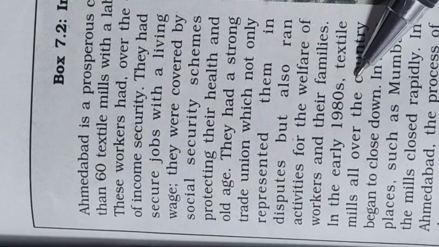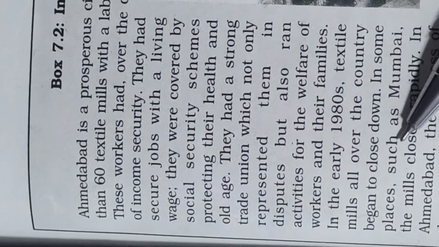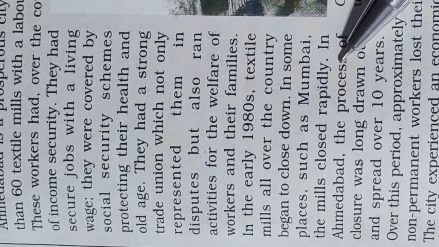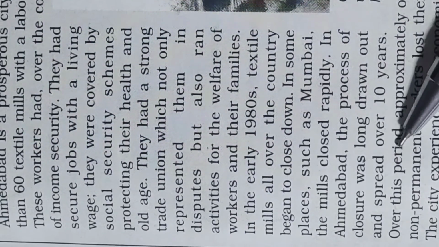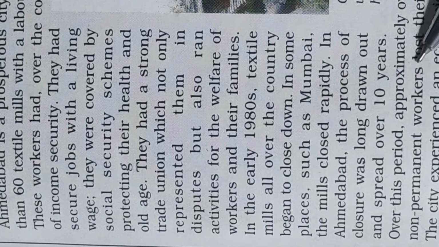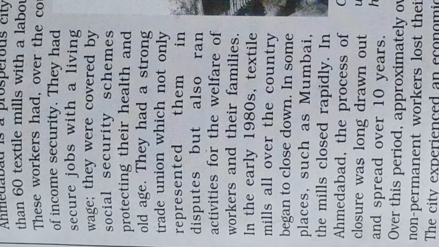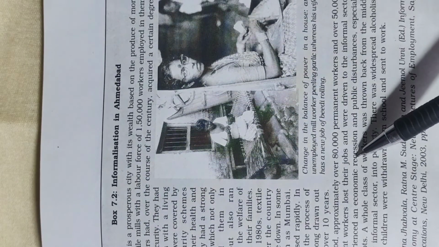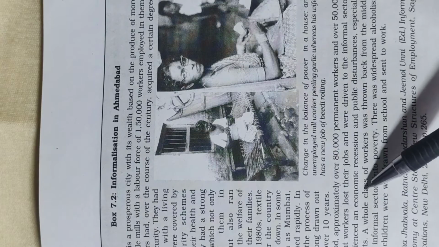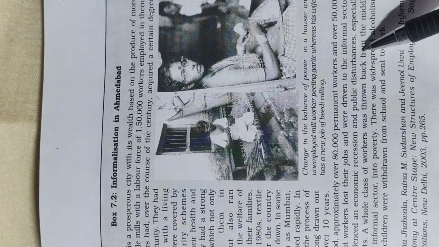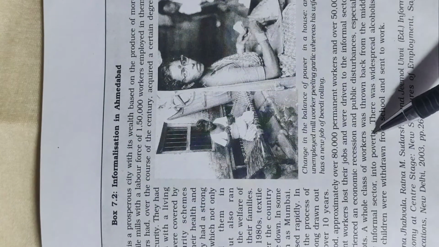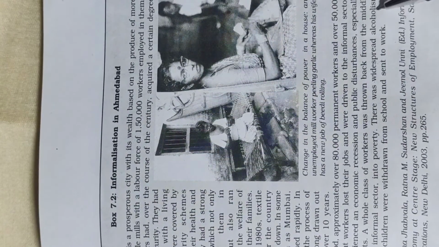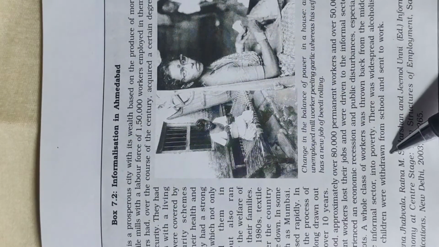In early 1980s, textile mills all over the country began to close down. In some places such as Mumbai, the mills closed down rapidly. In Ahmedabad, the process of closure was long drawn out and spread over 10 years. Over this period, approximately over 80,000 permanent workers and over 50,000 non-permanent workers lost their jobs and were driven to the informal sector. The city experienced an economic recession and public disturbances, especially communal riots. A whole class of workers was thrown back from the middle class into the informal sector, into poverty. There was widespread alcoholism and suicides. Children were withdrawn from school and sent to work.